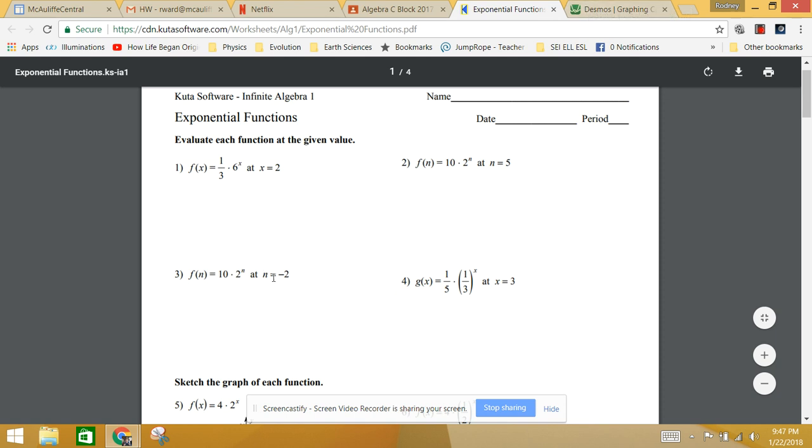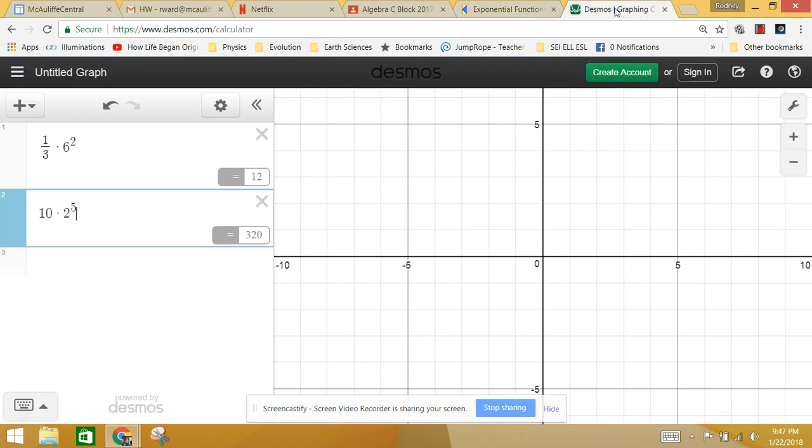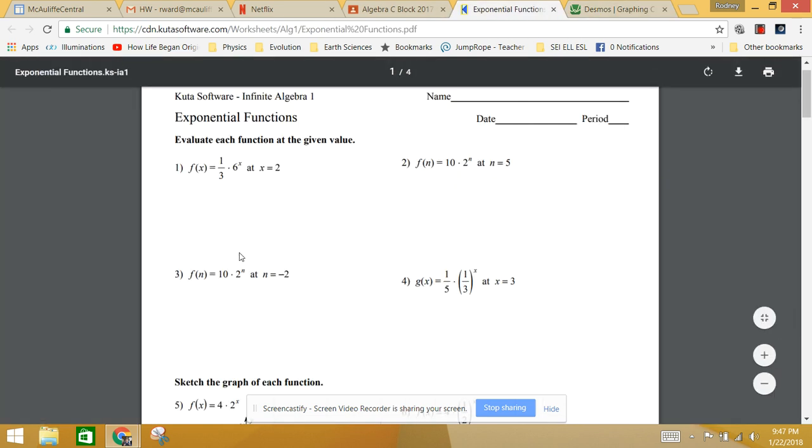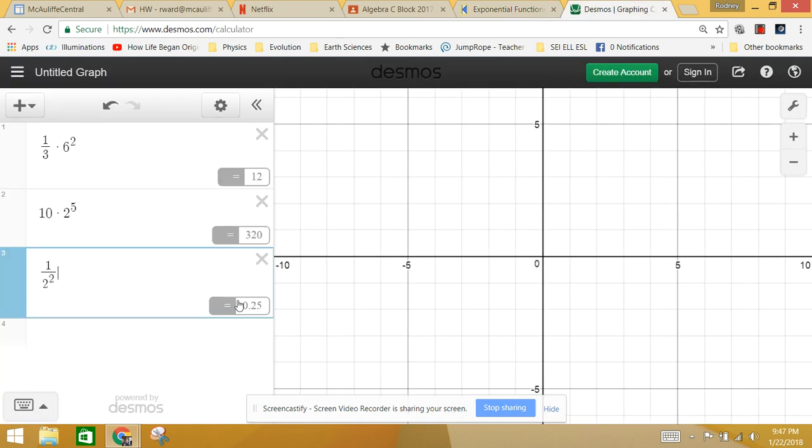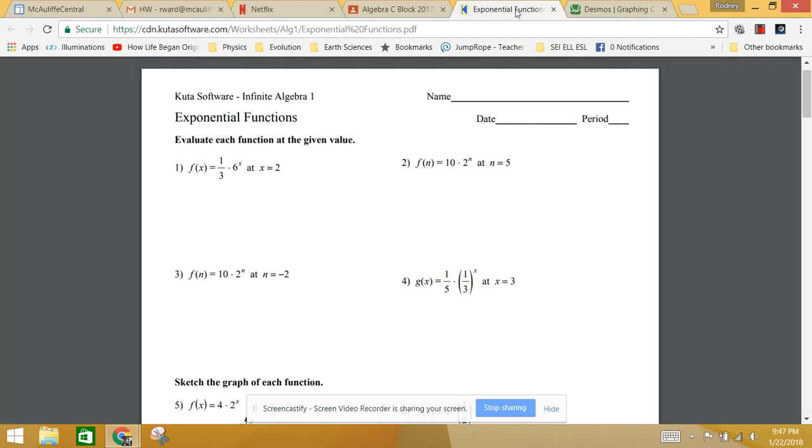We have to deal with the exponential part first, which is 2 to the -2 power. That means 2 to the -2 power is 1 divided by 2 to the second power, so that's 0.25. So 1 over 2 squared, and then we're going to multiply that times 10. So 10 times 0.25, or 10 times 1/4, is 10/4, or 2.5. And there we have our answer for number 3, 2.5.